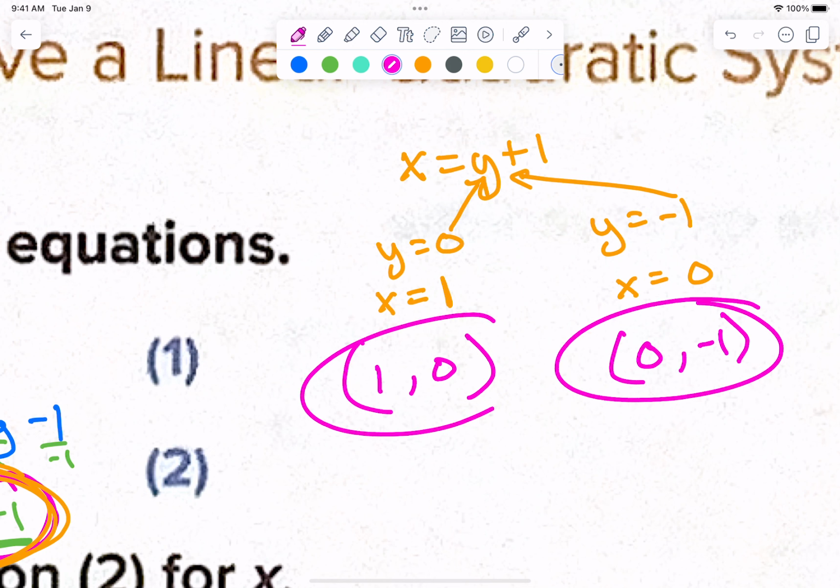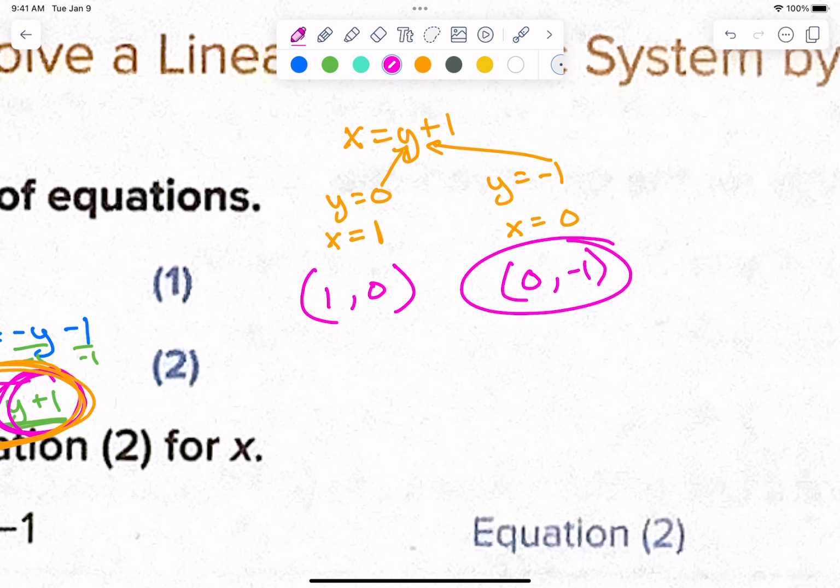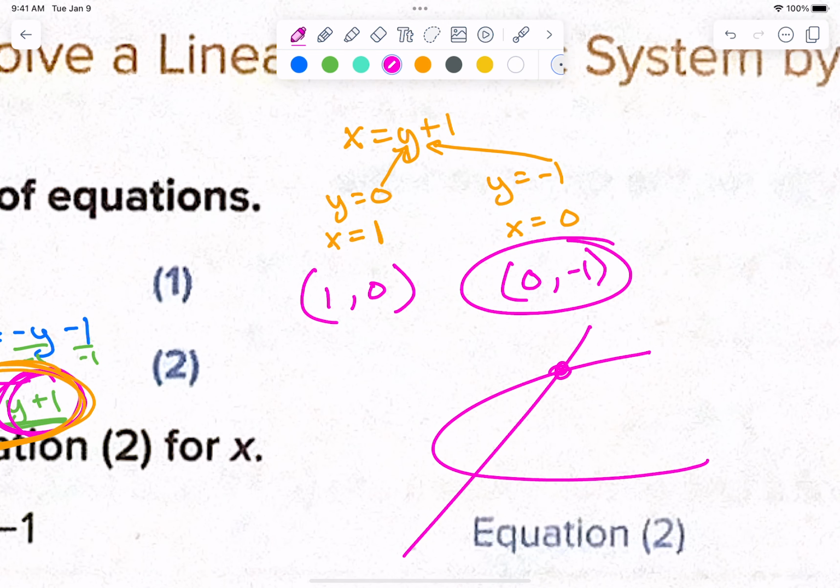Now, these are 2 coordinate points, and what happens at those 2 coordinate points? That's where they touch. So I have my sideways parabola, and he's crossing here, and one's touching there, and one's touching there, and that's where those coordinates are. Does that make sense? Ish? Okay? We're trying to find where they're touching each other.